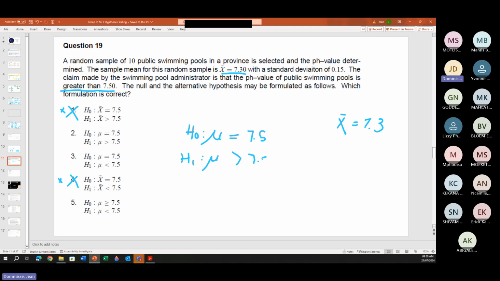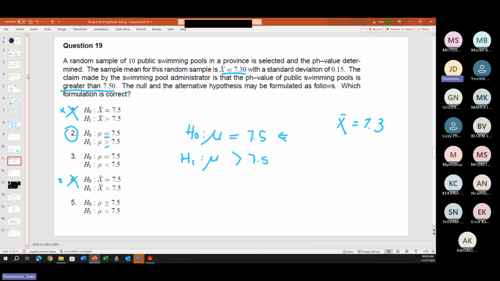Okay, so your null hypothesis nearly is always the one that says this is what we know. We know it is 7.5. And then somebody else comes and says, no, but your 7.5 is wrong. I think it is greater or smaller or not equal to. So in this instance, the null hypothesis is equal, the alternative hypothesis is bigger than. So let's see, null hypothesis equal, alternative bigger than. So it is option 2.